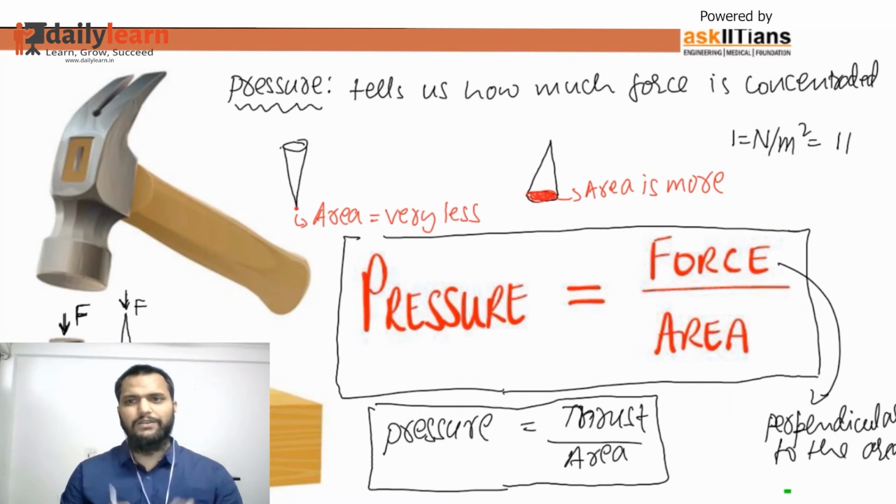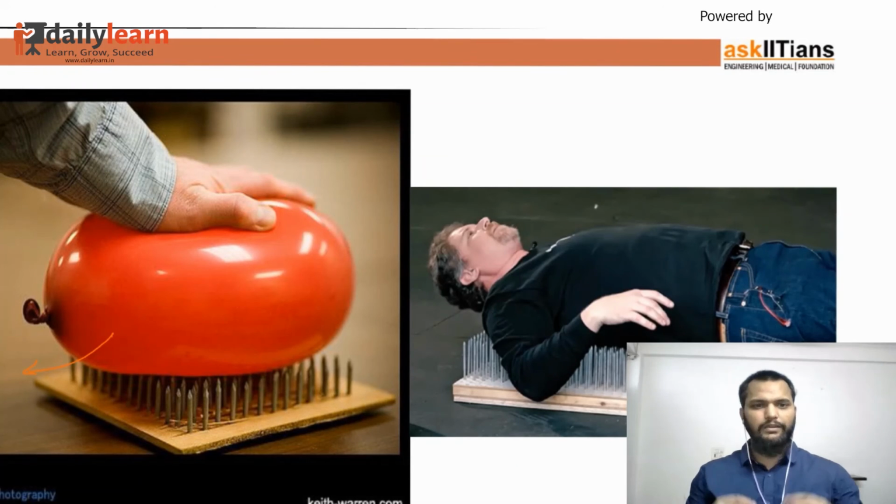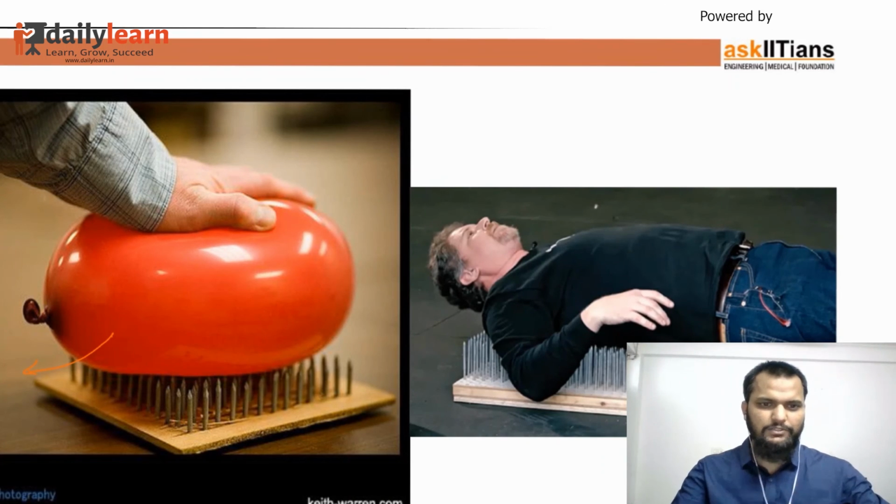Okay, so let's go back and explain those phenomena. Let's concentrate on the two examples we have seen. You can see that the balloon is pressed against so many nails. I understand that all the nails have a pointy area, but there are so many nails in contact with the balloon. So the total area in contact with the balloon is a significant area, right? Now, if the area in contact increases, the pressure decreases, and that's how it will not damage the balloon, it will not burst the balloon.